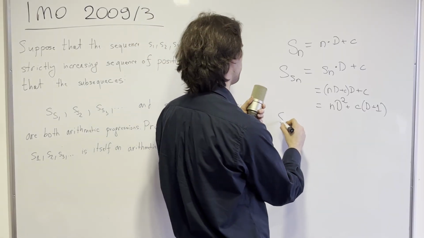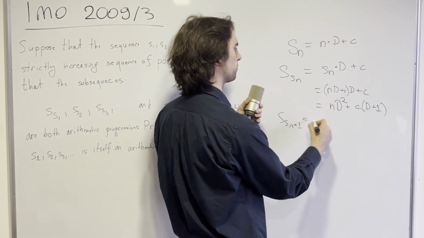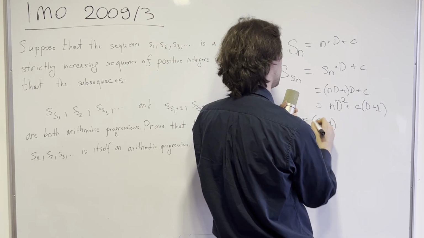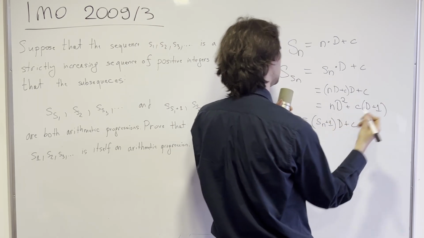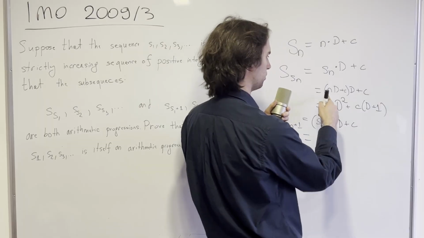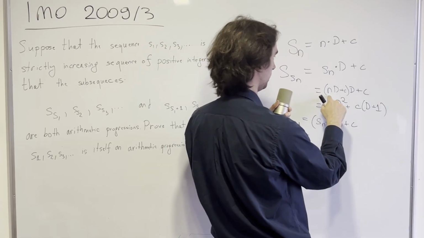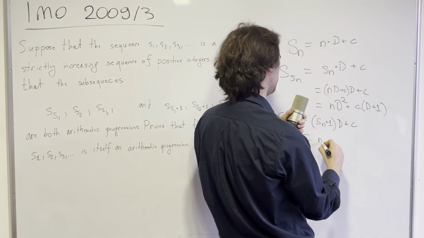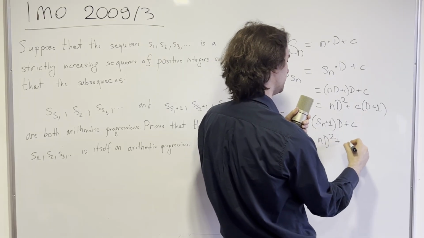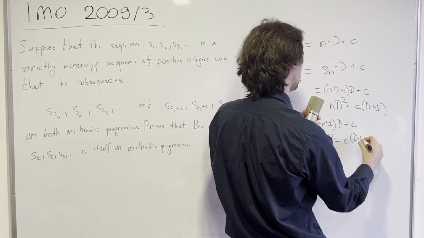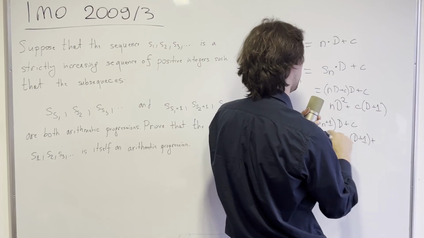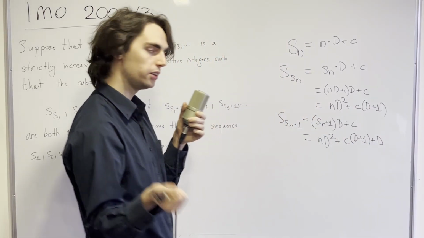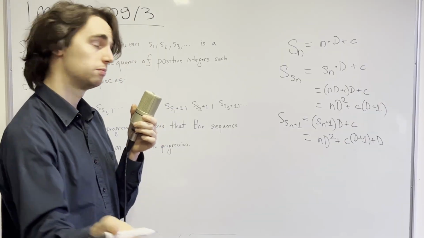Okay, and SSn plus 1 will be equal to S(n+1) times d plus c, which is going to equal, we're going to get here, literally nd plus c plus 1. So this is going to be, again, nd squared plus c times d plus 1, and we had a plus 1 plus ad.